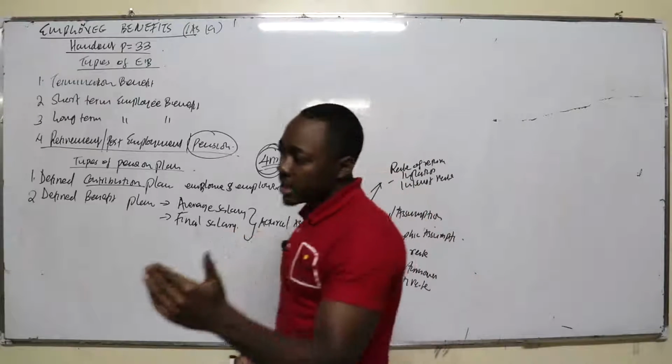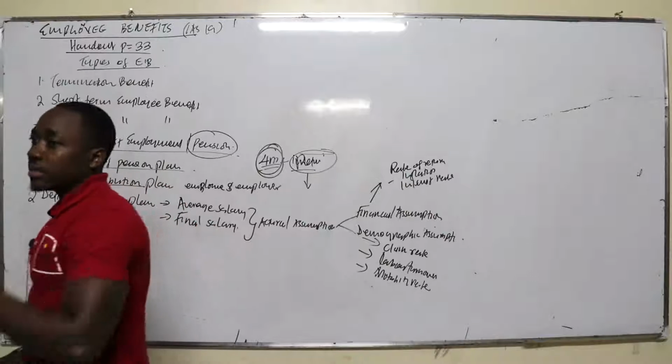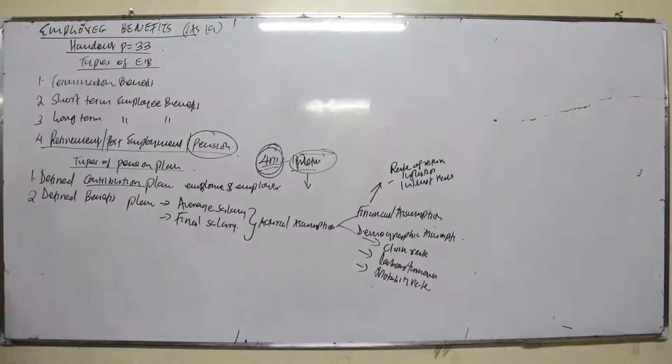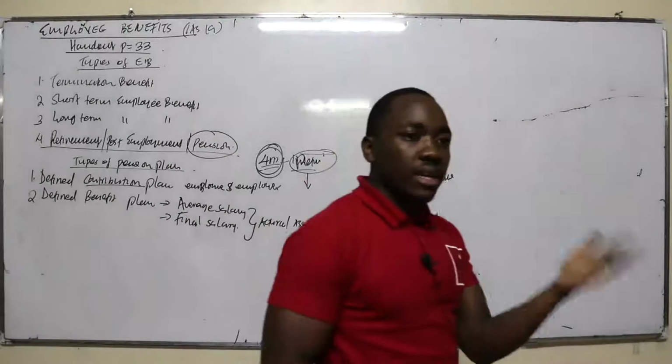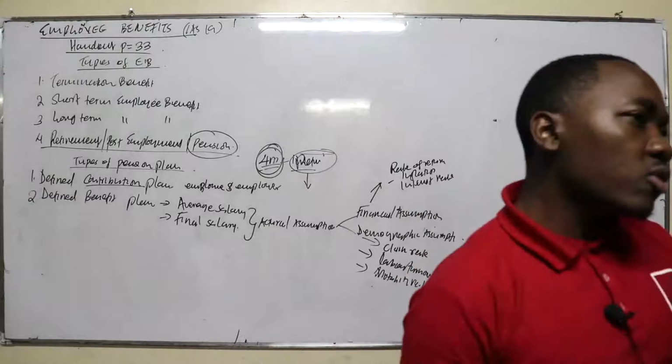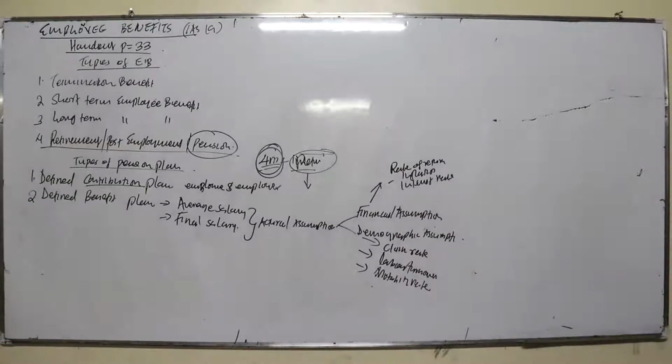Then how many years have you worked? Maybe 20 years. And then they decide that the number of years times the average salary, they will pay you only a third or 2/3 of that amount. How do they determine that 2/3? You're saying that 2/3 will be determined using the actuarial assumptions. There are a lot of factors they need to consider. So what are those actuarial assumptions?